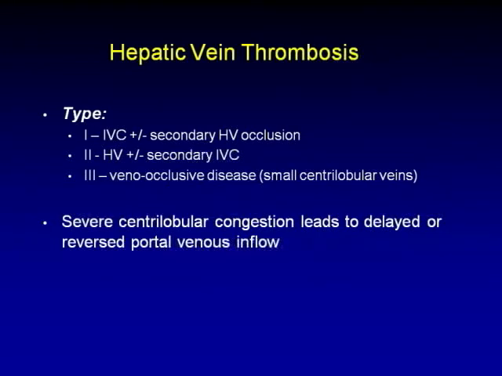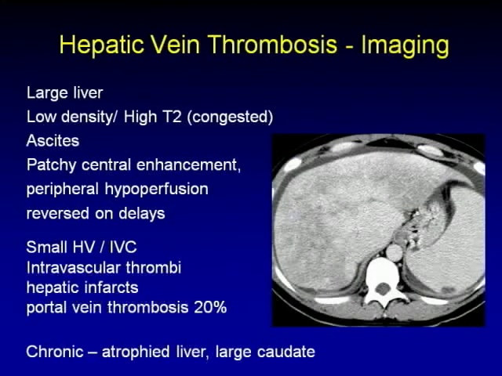The important thing to remember is that the liver becomes very congested, so what you see is enhancement centrally and hyperperfusion peripherally on the venous phase, which can be reversed on delays. You will see ascites present. Eventually the liver will undergo atrophy. Just because it's hepatic vein thrombosis doesn't mean you will necessarily see thrombi within the hepatic veins. You may actually see them, but they will appear small.